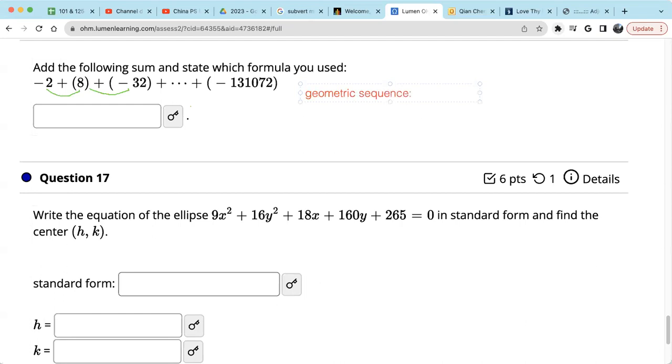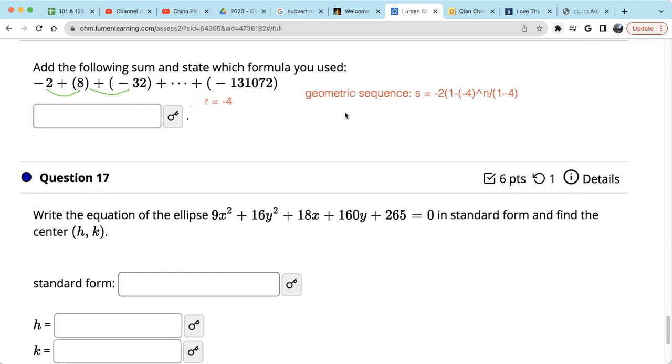So geometric sequence, the sum of nth term equals the first term, in this case -2, times 1 minus the ratio, the ratio is -4, raised to the n's power. So we need to figure out the last term is in which position. This n represents the position, divided by 1 minus the ratio. So let me write the ratio on the side, ratio r equals -4.